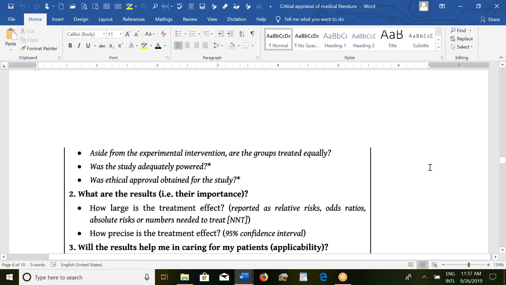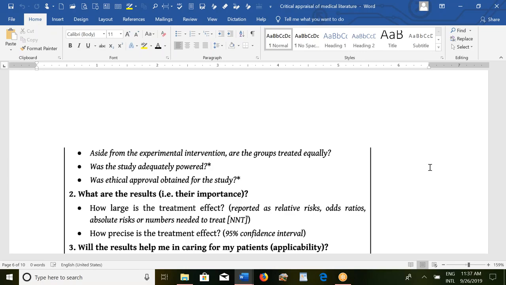Then, aside from the experimental intervention, are the groups treated equally? Like, are they getting an equal number of antenatal visits? Then, is the antenatal care provided at the same place by the same people who have the same qualification, same experience, or are there any differences?